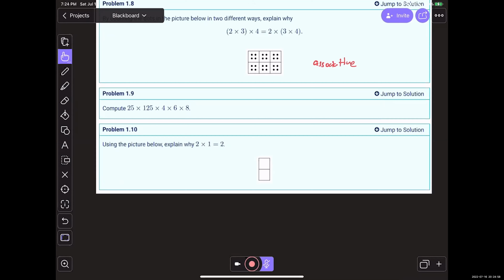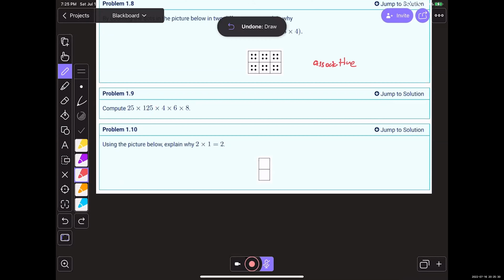Compute 25 times 125 times 4 times 6 times 8. Okay. So 25 times 125 here is pretty hard, right? You don't want to do that. Would you agree? So what should we do instead? Do the smaller ones. If we do those first, we're still going to get something pretty difficult to work with, because at the end we're still going to need to do 25 times 125 at some point. So similar to the addition questions, is there any way we can group the numbers together so that we get an easier question?